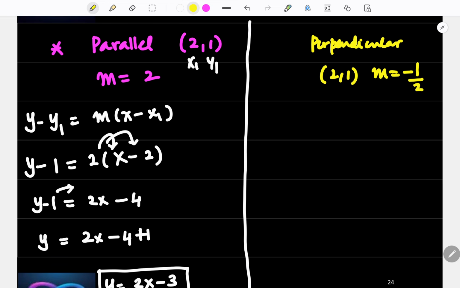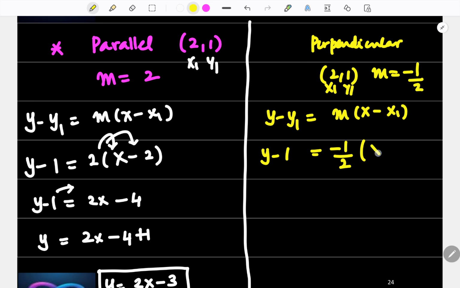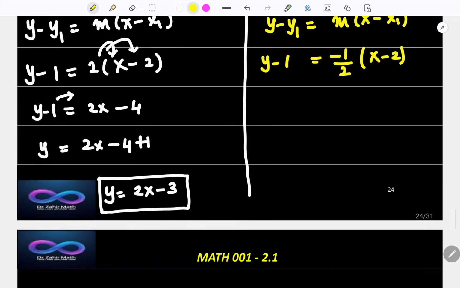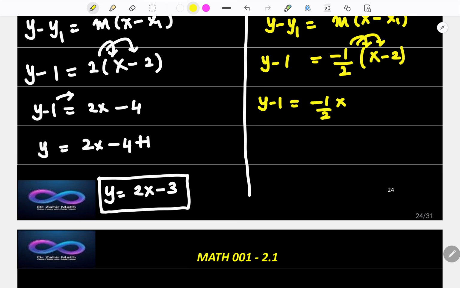Let's go for the perpendicular line. Same formula: y minus y1 equals m times x minus x1. This is x1 and this is y1. So m is negative 1 over 2, times x minus 2. Clear? Right. So y minus 1 equals negative 1 over 2 multiplied by x, and negative times negative is positive. So 1 by 2 multiplied by 2. So y minus 1 equals negative 1 over 2 x.